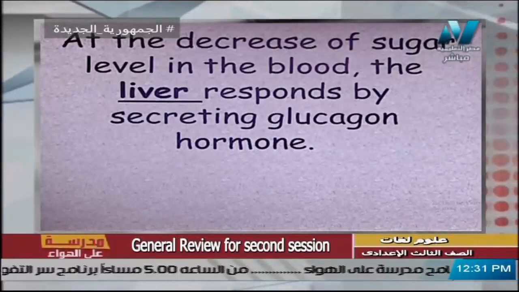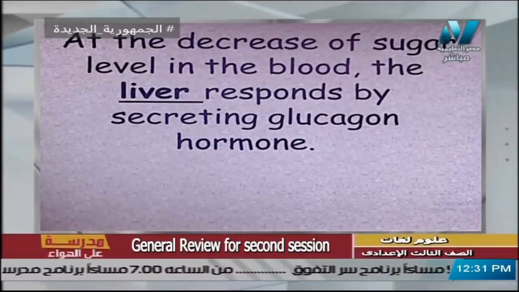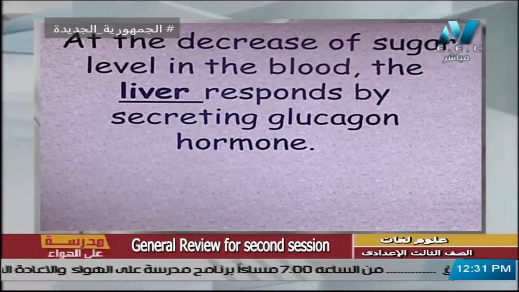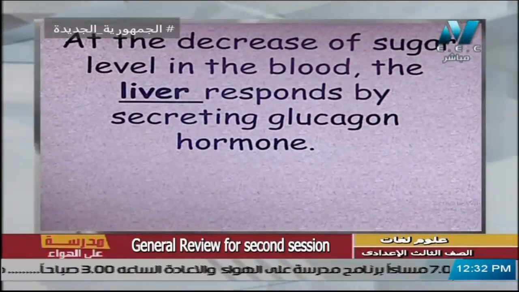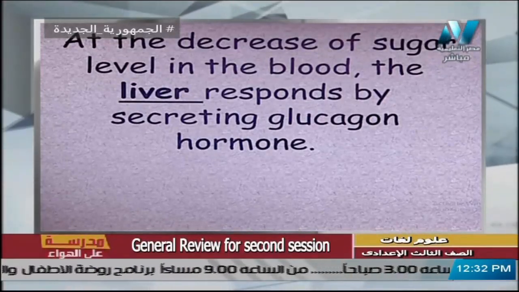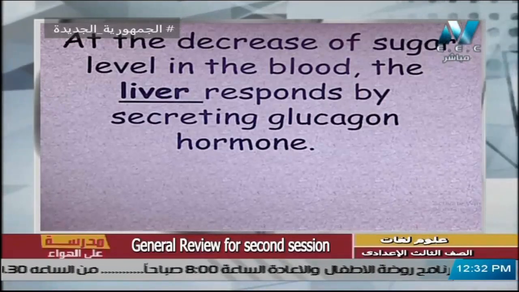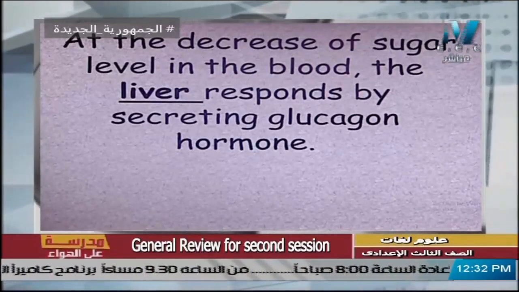طب نشوف سؤال تاني. سؤال برضه بيقول لي a decrease of sugar level in the blood the liver responds by secreting glucagon hormone. لما مستوى السكر بينقص في الدم الليفر بتستجيب وبتفرز جلوكاجون هرمون. هي جمله صح جدا لكن فيها غلطه واحده بس في الليفر. هو مين اللي بيستجيب عشان يفرز الجلوكاجون هرمون؟ هو طبعا البانكرياس.